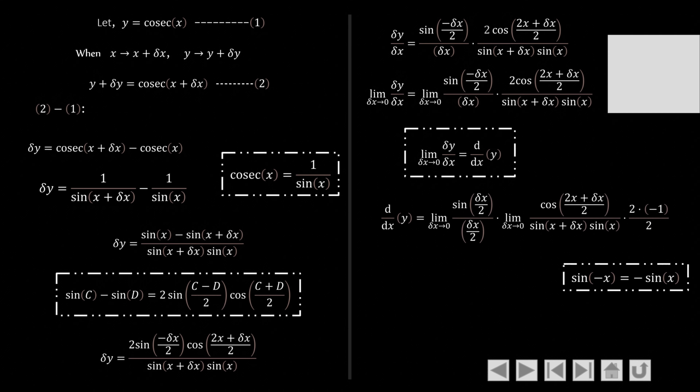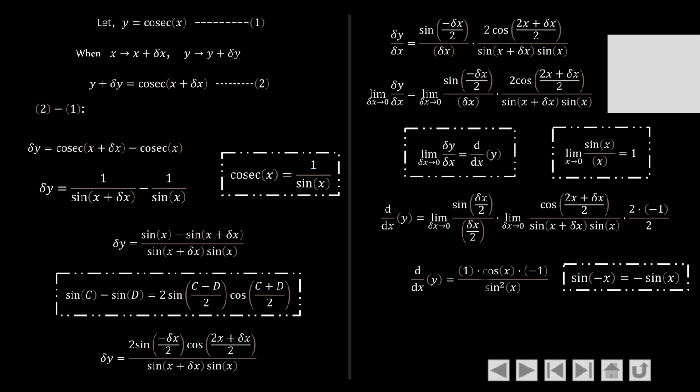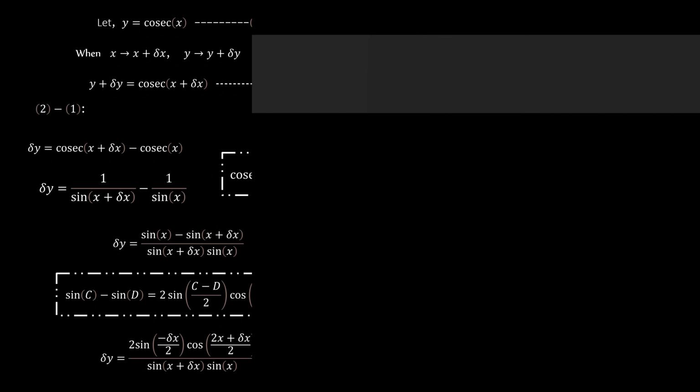As the limit is evaluated, our special fundamental limit goes to 1, leaving us with a negative sign out front. For the second part, as delta x vanishes, the numerator becomes cosine of x, and the denominator becomes sine of x times sine of x. Separating these terms gives us negative 1 over sine of x times cosine of x over sine of x. Since 1 over sine of x is cosecant of x, and cosine of x over sine of x is cotangent of x, we arrive at our final proof.